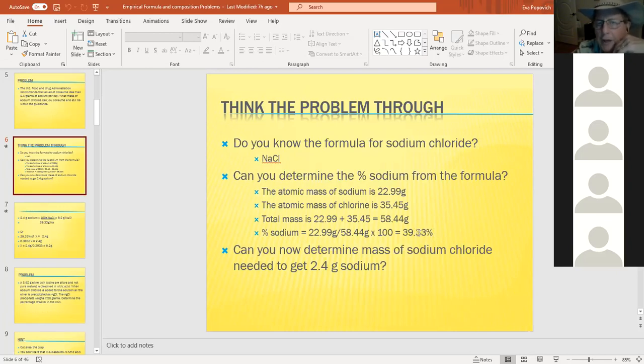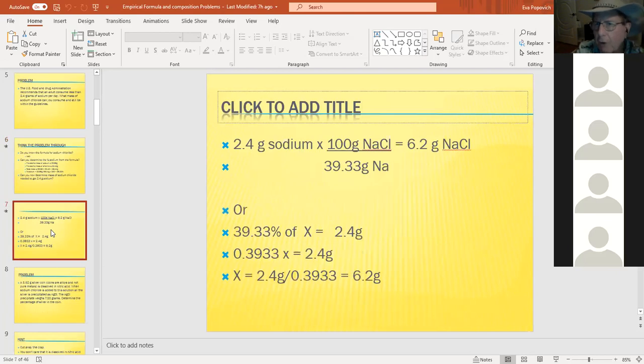So if this is 39.33 grams of sodium in 100 grams of sodium chloride, I've got a conversion factor. So I have 2.4 grams of sodium. I multiply that by 100 grams of sodium chloride over the 39.33 grams of sodium. That will also give me the correct answer of 6.2. Either one of these ways works. They both work. Okay?